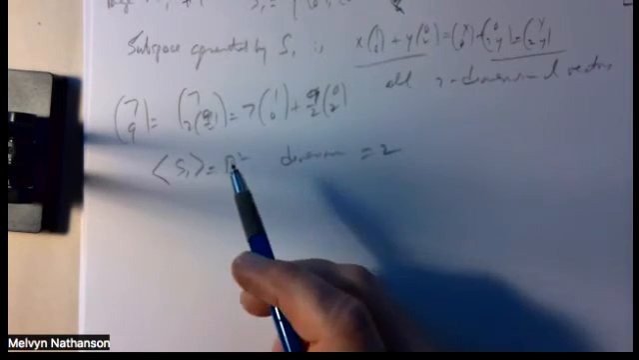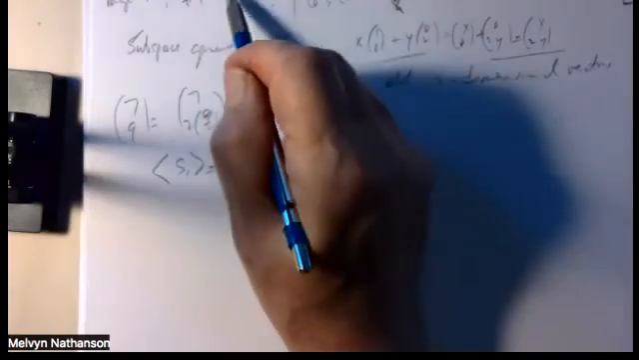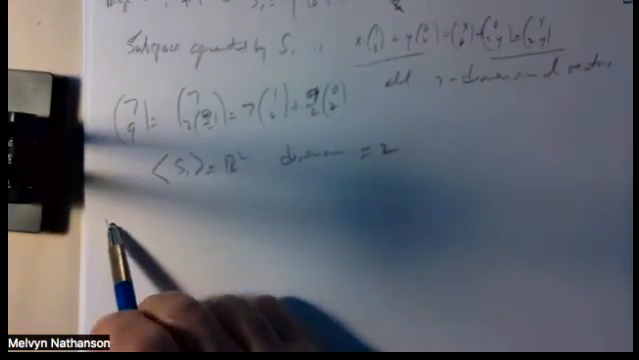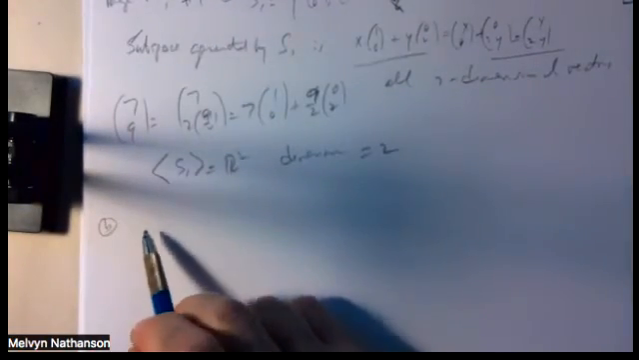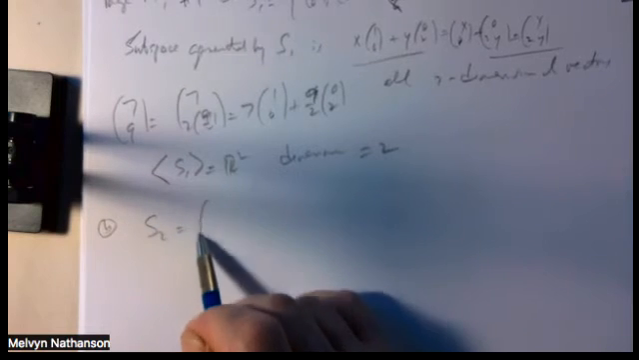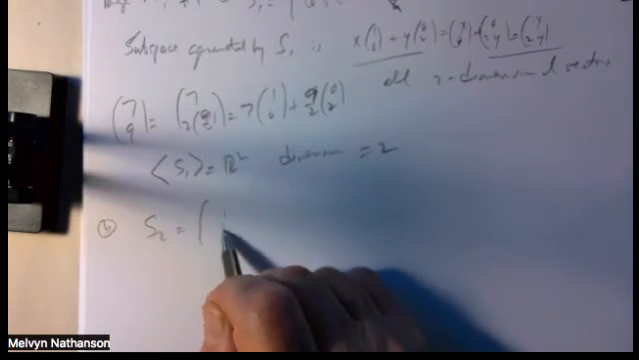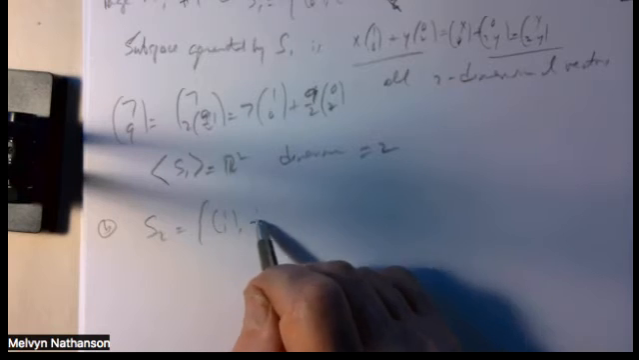Any questions about that? So this is part A. What about part B? S2 is the set that consists of the vectors (1, 1) and (1, -1).